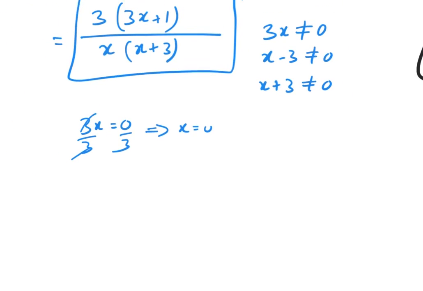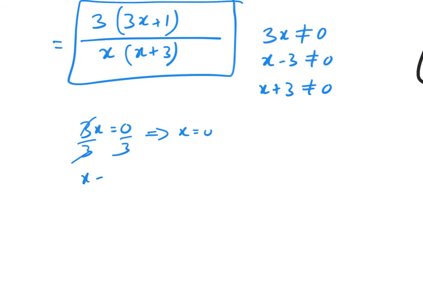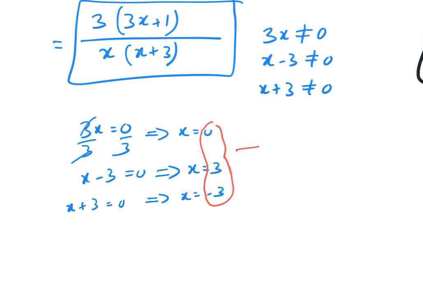If I got x minus 3 equals 0, it means x should be equal to 3. And if I got x plus 3 equals 0, it means x equals negative 3, right? So those values, 0 and 3 and negative 3, we call them restricted values. That means x cannot be equal to 0 or 3 or negative 3.